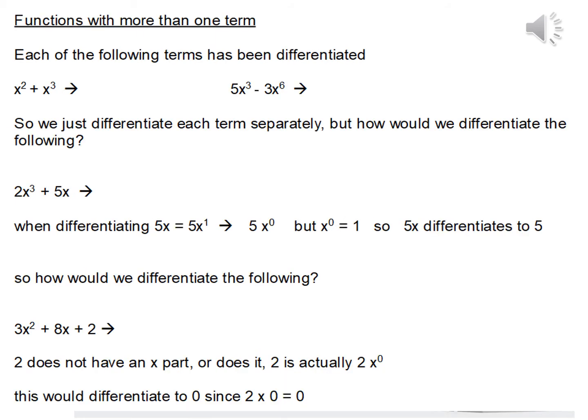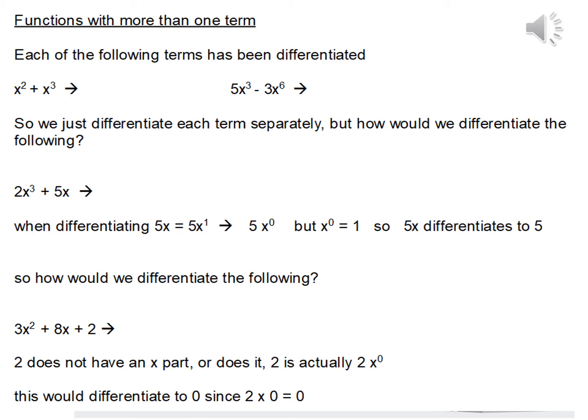Now, if a function has more than one term and can be split up by an add or subtract, you simply differentiate them separately. So, for example, x squared plus x cubed: x squared differentiates to 2x, x cubed differentiates to 3x squared, so in total it differentiates to 2x plus 3x squared. The second one I put up there, 5x cubed take away 3x to the power 6, we'll again differentiate them separately.